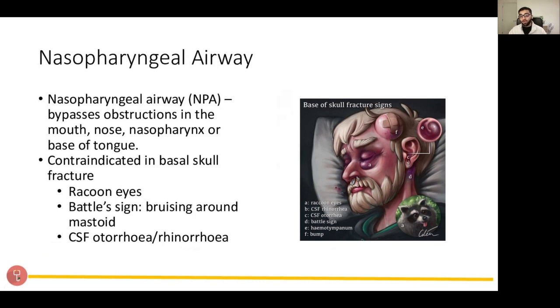A basal skull fracture is a fracture of the bottom of the skull, where you have the three levels, the cavity that the brain sits in, and the bottom of that is fractured. Putting in an NPA can directly shift the bones and worsen that fracture. So this is why it's an absolute contraindication.